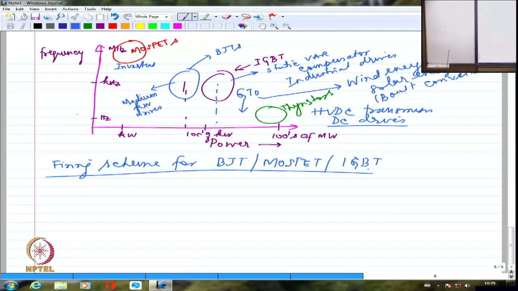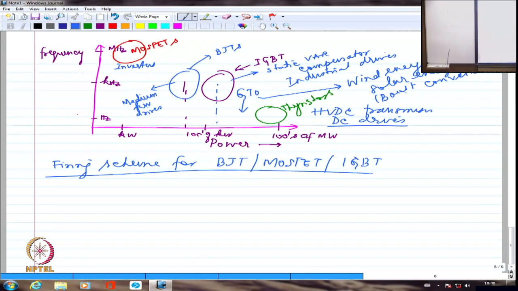Thyristor is a little different category of firing scheme, because I don't have to give continuous pulses. If I give one pulse, it will be latched into conduction provided the current is greater than latching current, right? And it will stay in the conduction zone unless I bring down the current below holding current and I reverse bias. So both conditions have to be satisfied.